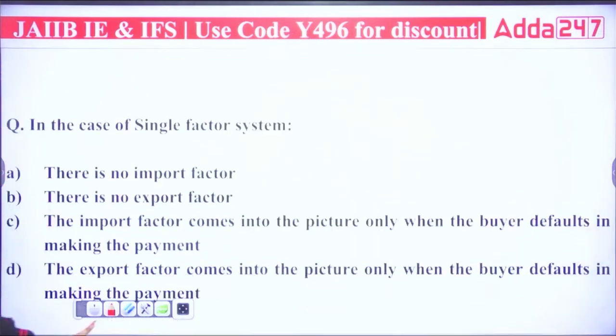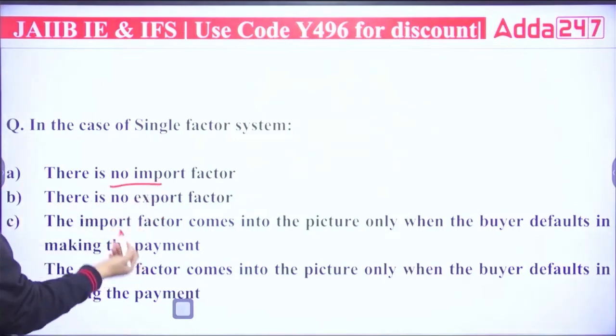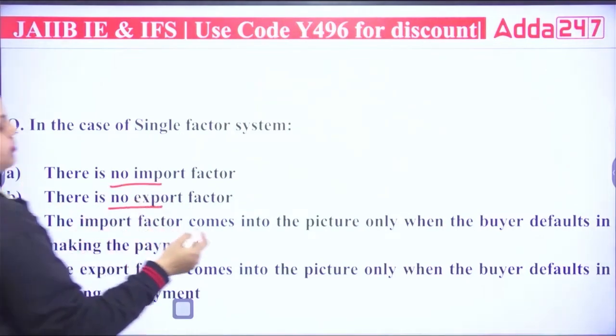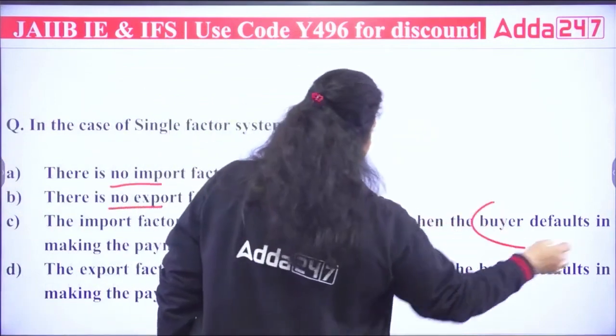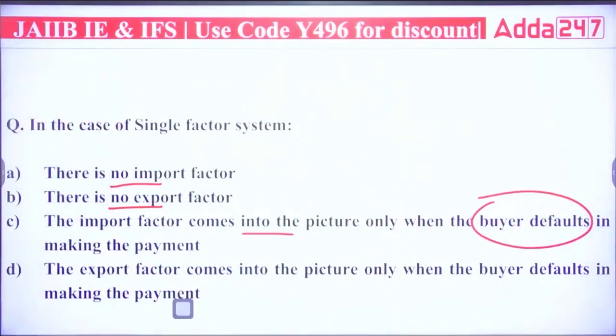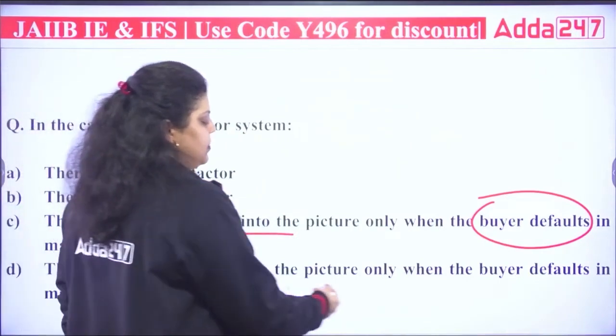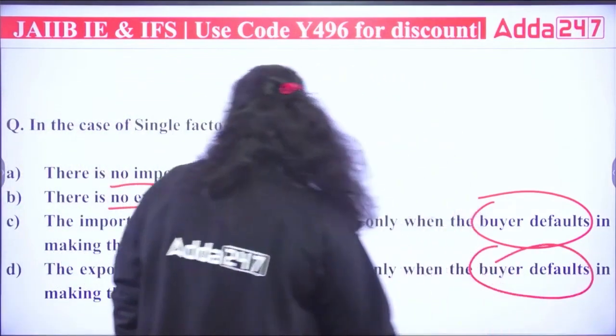Now, next question we have. In the case of single factor system, which of the following is correct? So first is saying there is no import factor, there is no export factor. The import factor comes into the picture when the buyer defaults in making the payment. Fourth is saying the export factor comes into the picture when the buyer defaults in making the payment.